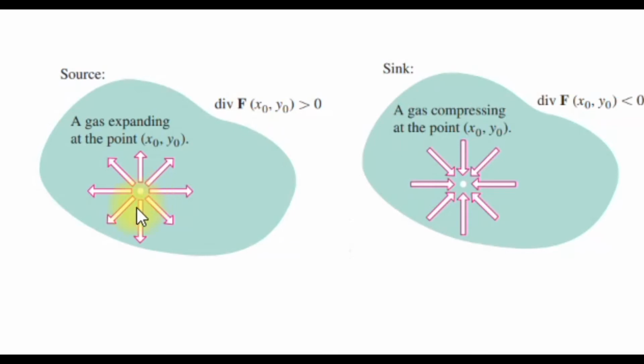So the gas would be flowing out of a small rectangle about (x0, y0) if the divergence of F at (x0, y0) is greater than 0. If gas is compressing instead of expanding, as shown in this figure, at the point (x0, y0), then we say that (x0, y0) is a sink for the vector field. That is, there is a net inward flow of fluid near the point (x0, y0). Here divergence is less than 0.